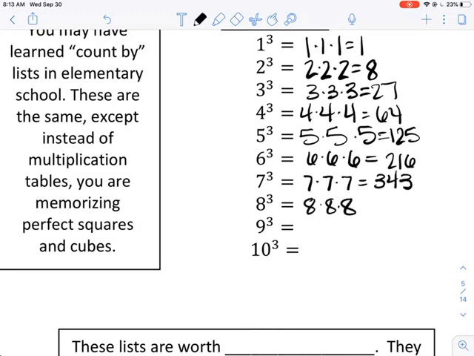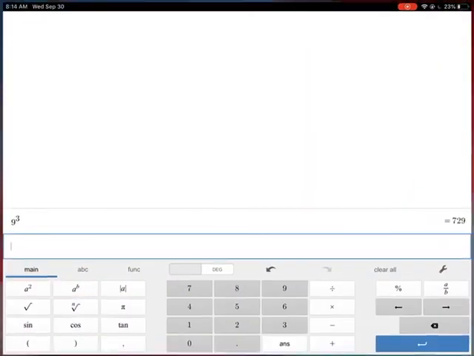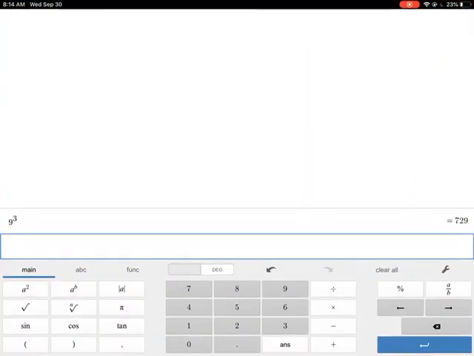8 times 8 times 8, I don't remember, so I'm going to check that on my calculator. Same thing with 9 times, I think it's 729, but I'm going to check just to be sure. And 10 times 10 times 10 is a 1 with 1, 2, 3 zeros. Okay, let's check 8 cubed and 9 cubed in our calculator. So 9 cubed I already did, that is 729. And let's do 8 cubed. You could either type in 8 times 8 times 8, which equals 512, or you could type in 8 and then find your exponent button. Sometimes it looks like a little carrot or a little house. 512. Okay.